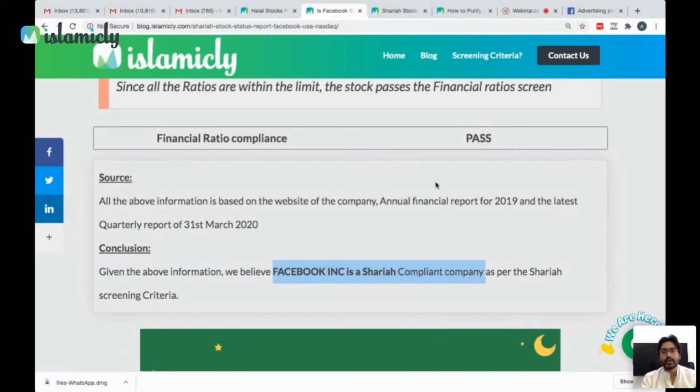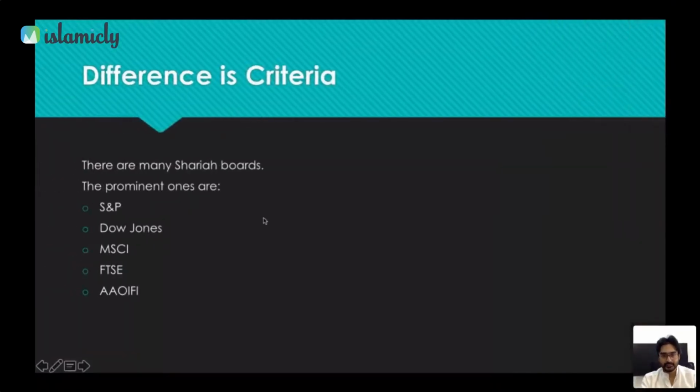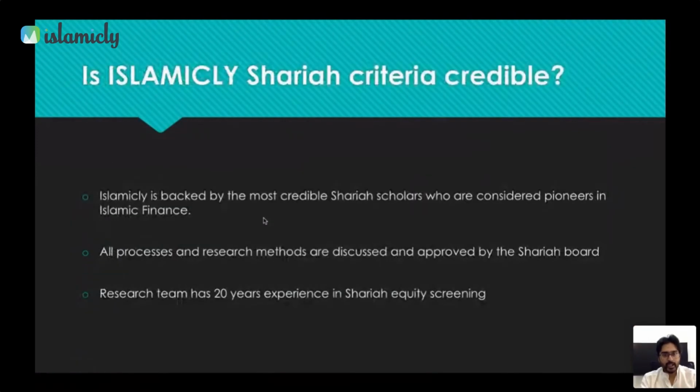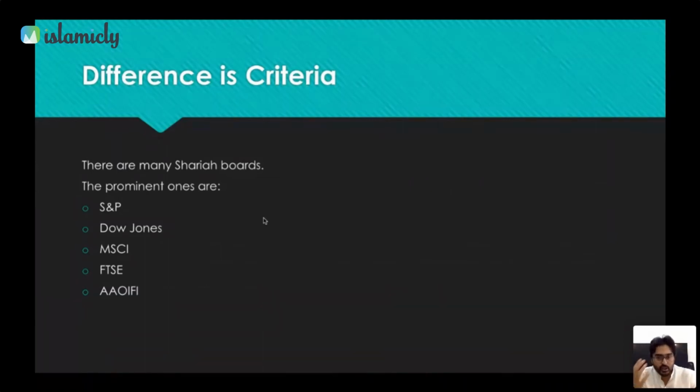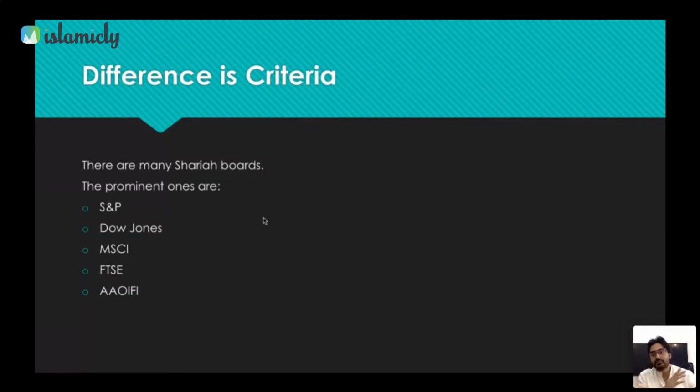This is how we do screening. Okay. Now let's move on very quickly to the differences in Sharia criteria and why you might be referring to different apps and they give different results. The essential part over here is there might be different Sharia screening criteria. Inshallah, in some of the webinars in future, I will tell you the screening differences and the differences in the screening criteria between all of these major service providers.